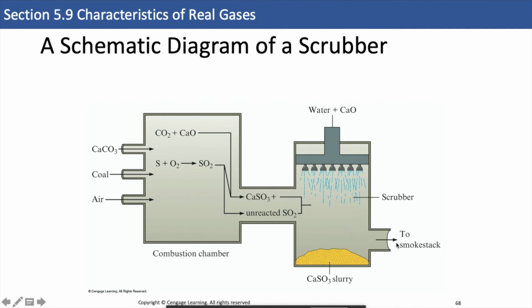So the actual smoke, quote unquote, that is being released to the atmosphere has now basically had one of the most hazardous gases removed by just mixing it with water and calcium oxide. It will take all of that unreacted sulfur dioxide and turn it into calcium sulfite, which is relatively harmless and actually used in many things.